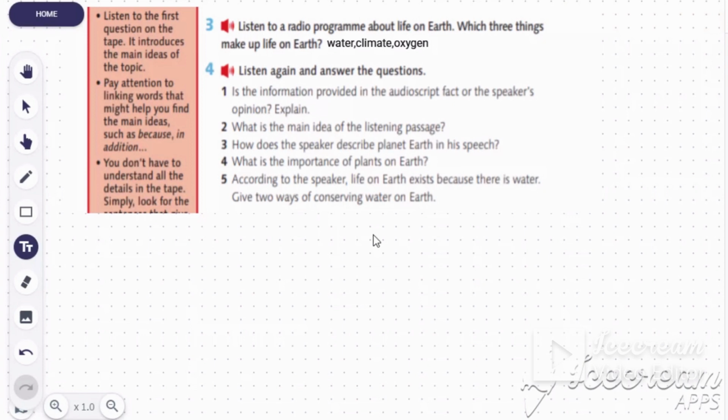Now, question number 1. Listen to the question, read it, and decide: is the information provided in the audio script fact or the speaker's opinion? When we studied in the last grade, you came across the words fact or opinion. What does fact mean? Fact, حقيقة. Excellent. Opinion. What is opinion? Opinion, الرأي. Excellent. Is the text fact or opinion? Most of this paragraph is facts, excellent, but he mentioned some opinions like beautiful planet, excellent.